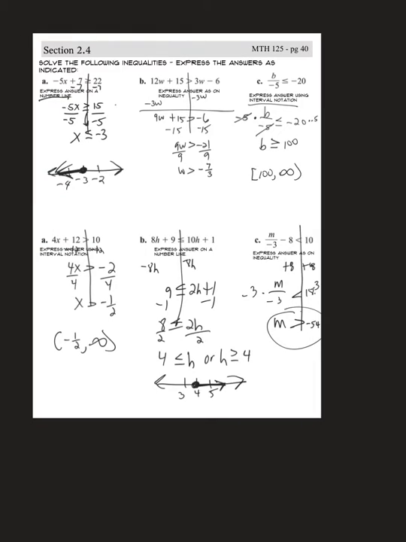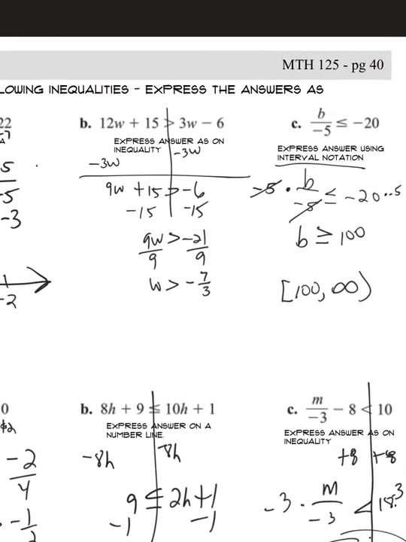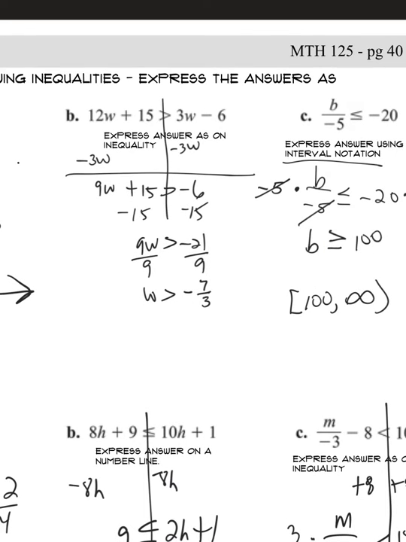Okay, so here we have some answers. I did B first. It's possible to have a fraction as part of your answer. There's no rule about that. I started by subtracting 3w from both sides. Then I subtracted 15 from both sides and divided by a +9. This is expressed as an inequality. I didn't have to do anything else to show that answer.